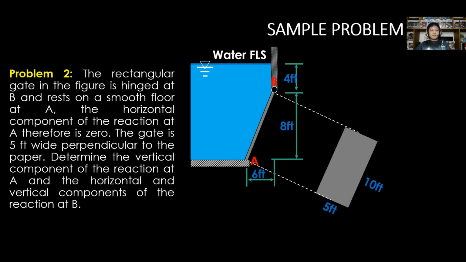So for problem number 2, the rectangular gate in the figure is hinged at B and rests on a smooth floor at A. The horizontal component of the reaction at A therefore is 0. The gate is 5 feet wide, perpendicular to the paper or the drawing. So determine the vertical component of the reaction at A and the horizontal and vertical components of the reaction at B.